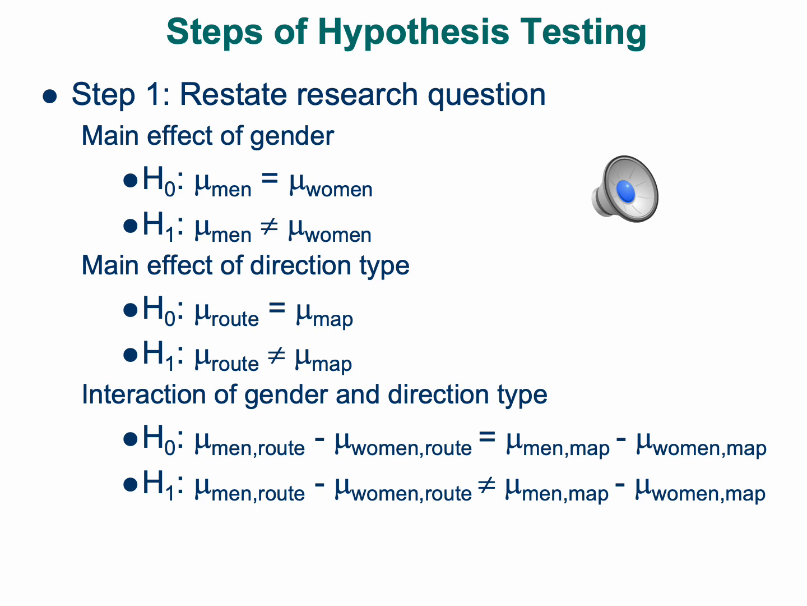Okay, step number 1 is restate the research question. And you want to restate it in terms of populations. So now we're going to state this also in terms of factorial ANOVA. The first set of hypotheses is that we have a main effect for gender. So our null hypothesis is the population of men and the population of women will be the same. Their mean value for finding a direction by using routes or maps will be the same. Our research hypothesis, our H1 there, is that the population of men and women are different.